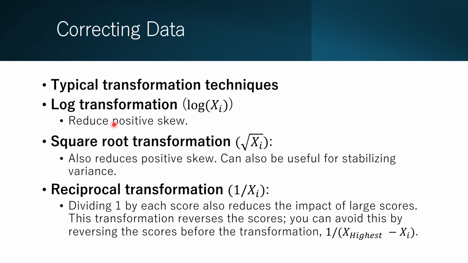The log transformation reduces positive skew, and the square root also reduces the skew and can stabilize the variance. The reciprocal transformation can downweight large values. We need to emphasize that a transformation changes the scale and interpretation. So when we use them, please check how the values change.